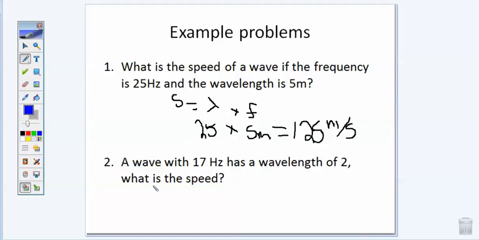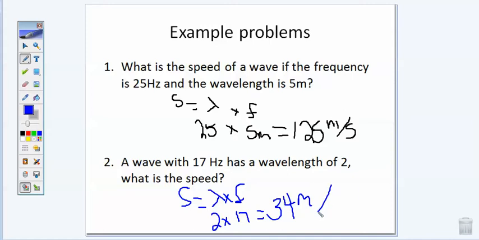Okay, so let's see how well you did. So we know that speed equals the wavelength times the frequency. And it says here that the wavelength is 2 and that the frequency is 17. So 17 times 2 is 34. And speed is measured in meters per second. So if you got 34 meters per second, give yourself a pat on the back. If not, you might want to go back and look at the first one again.